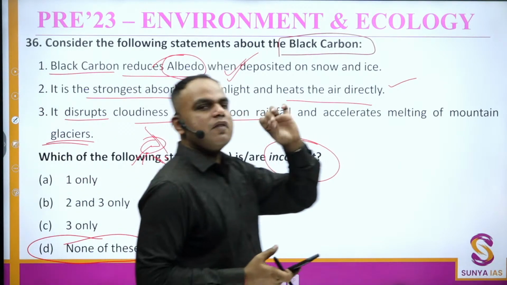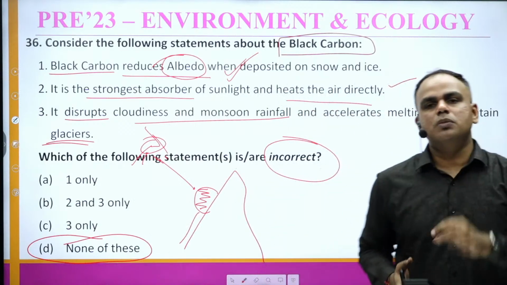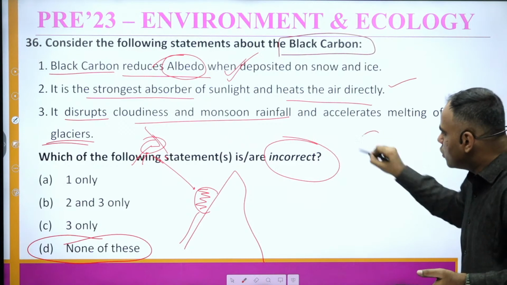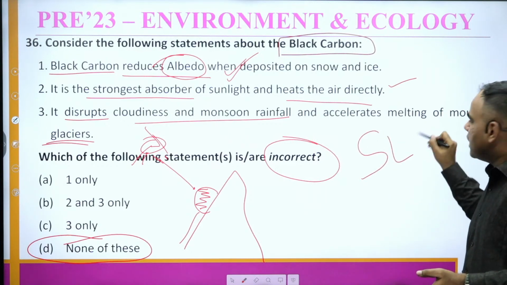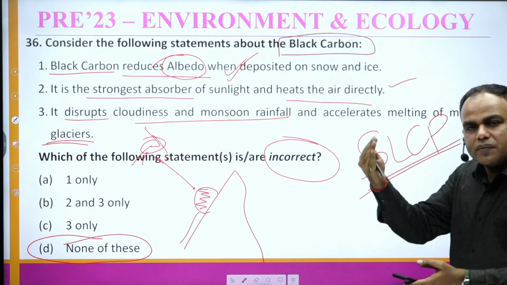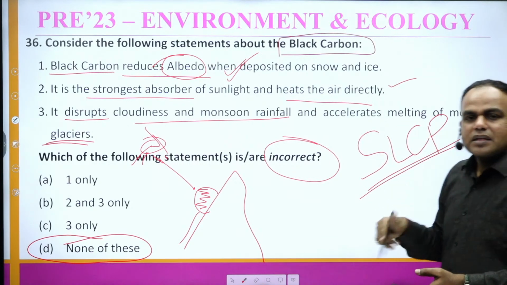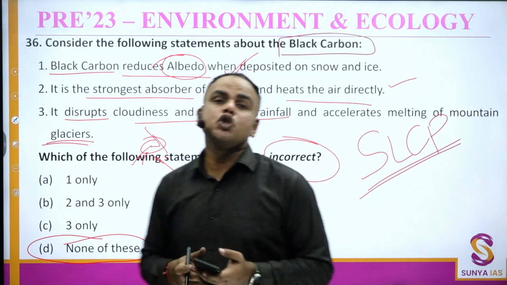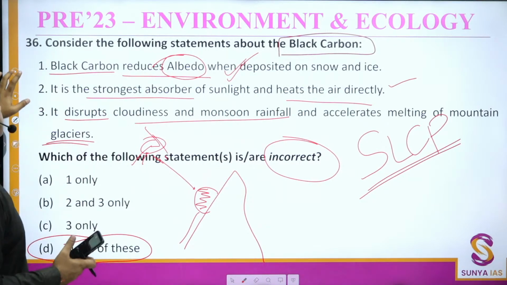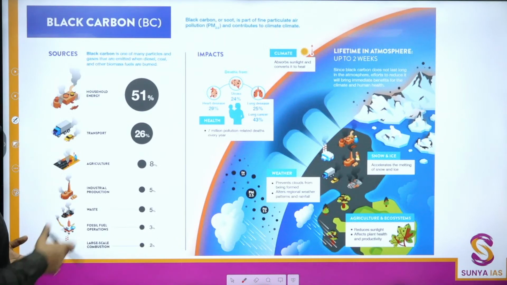And now when we are talking of black carbon, I already told you it is formed due to incomplete combustion. Second thing you should know, it is a short-lived climate pollutant. It is short-lived, which is why it is dangerous. It stays in the atmosphere for a very short time, but its effects are very harmful. Okay. So yes, this is black carbon.